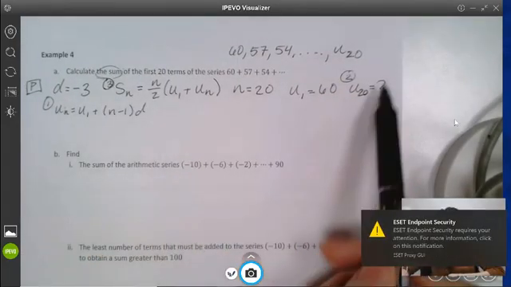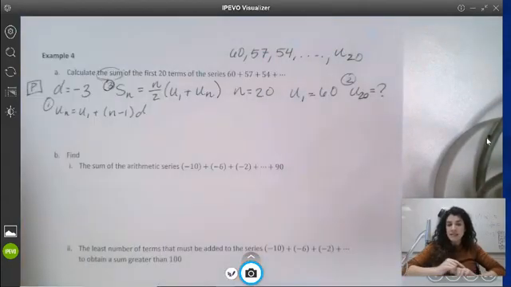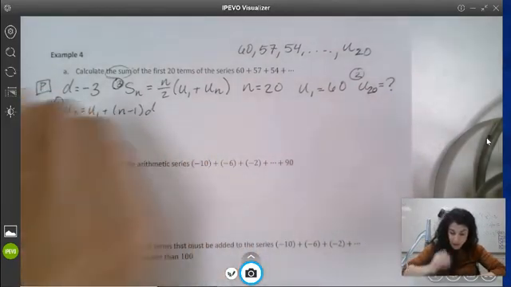First, I need to find this guy. Then I need to find this guy. And then our third and final step is to actually calculate the sum. There's a lot of things we have to do with problems like these, and this is where I strongly recommend we start practicing the art of problem solving.